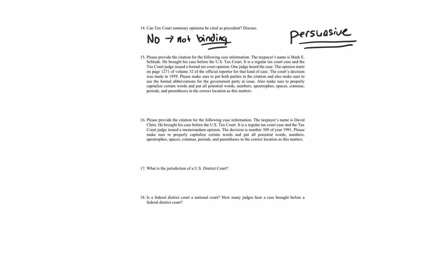It's persuasive in the sense that it does give insight in how the tax court has treated similar tax situations. Let's go on to question 15. Please provide the citation for the following case information.